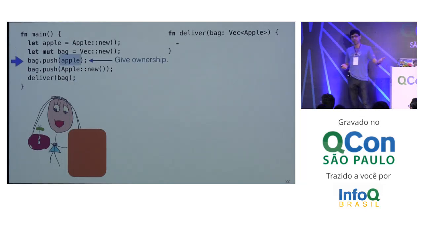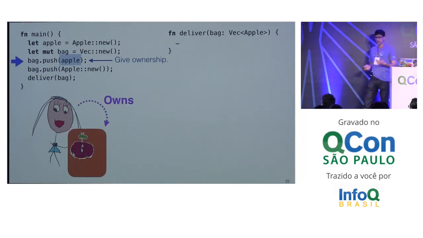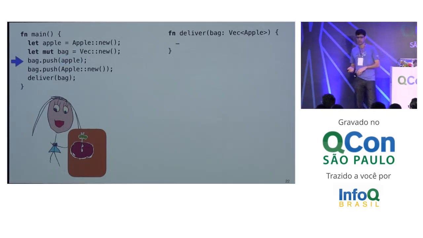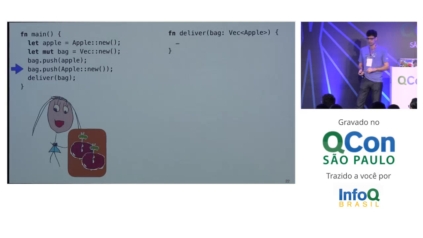And here, just like before, I'm giving ownership of the apple away, and I'm giving it to the bag. So now I own the bag, and the bag owns the apple. Right? And we could push some more things into the bag, like here. We'll make a new apple and put it directly in.